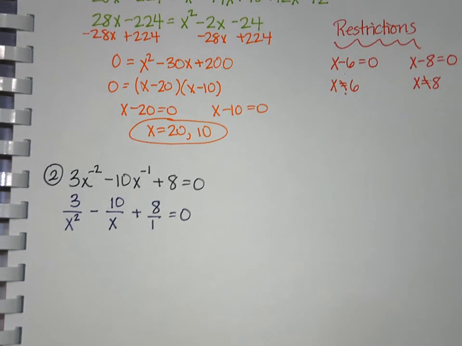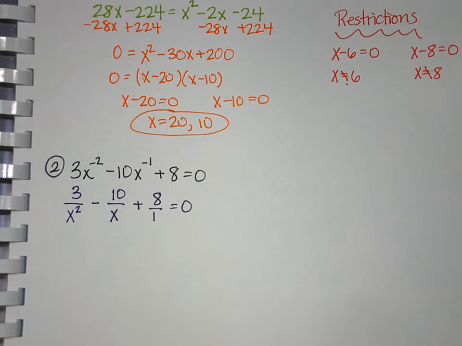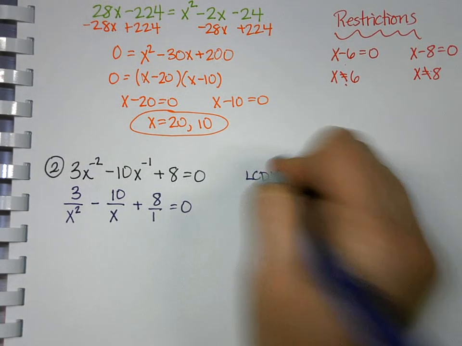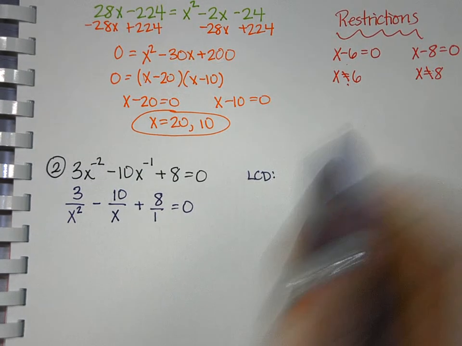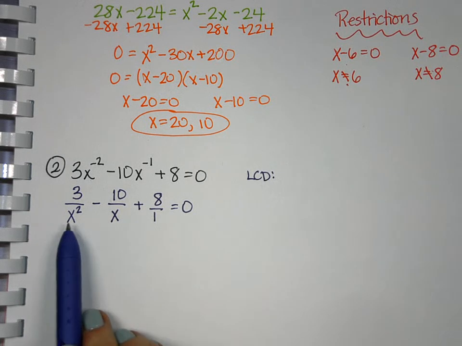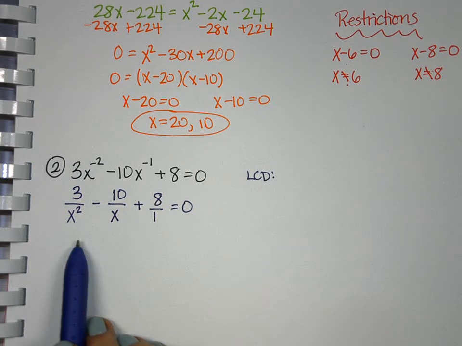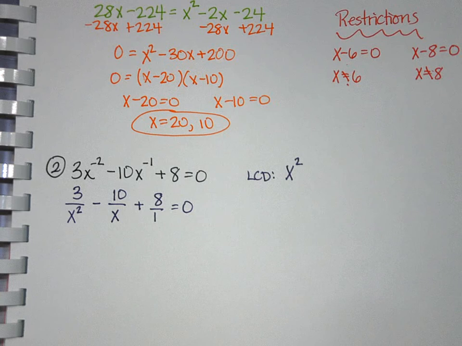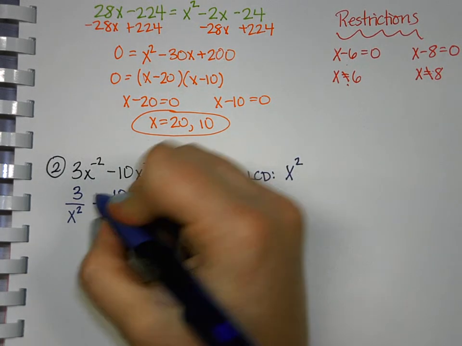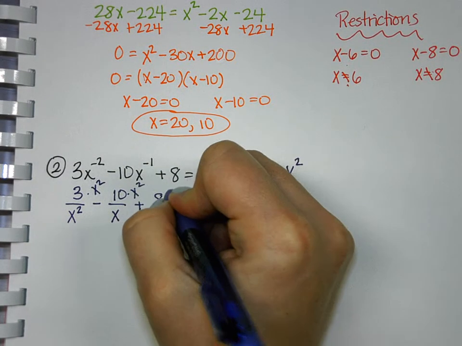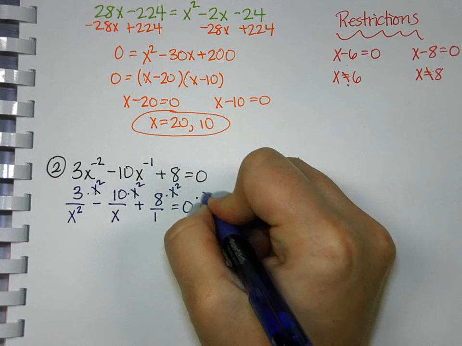Once you have it written out like this, you can go ahead and start your solving process, where we look for the LCD. So in this case, our LCD, x squared. If you have the same base, you always take the higher exponent for your LCD. So x squared will be our least common denominator. So we're going to multiply each term by x squared, including the 0 over here.